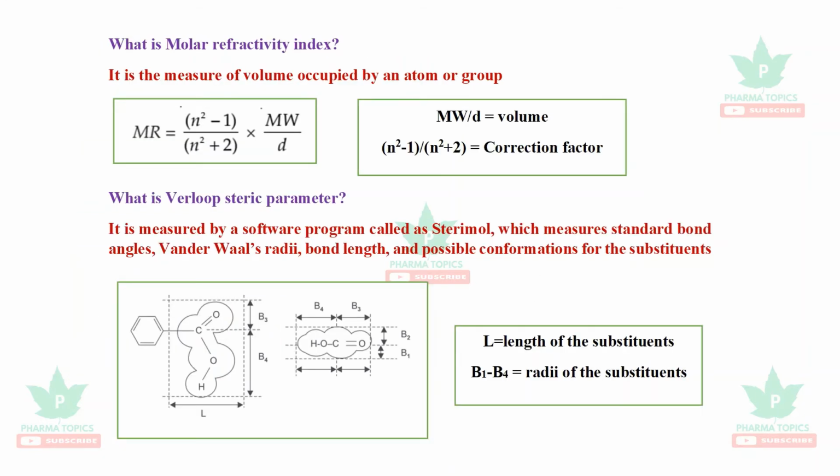Next is molar refractivity index. It's the measure of volume occupied by an atom or a group. Verloop steric parameter is measured by a software program called Sterimol, which measures the standard bond angles, van der Waals radii, bond length, and possible conformations for the substituents. So you can use these diagrams from your examination point of view.